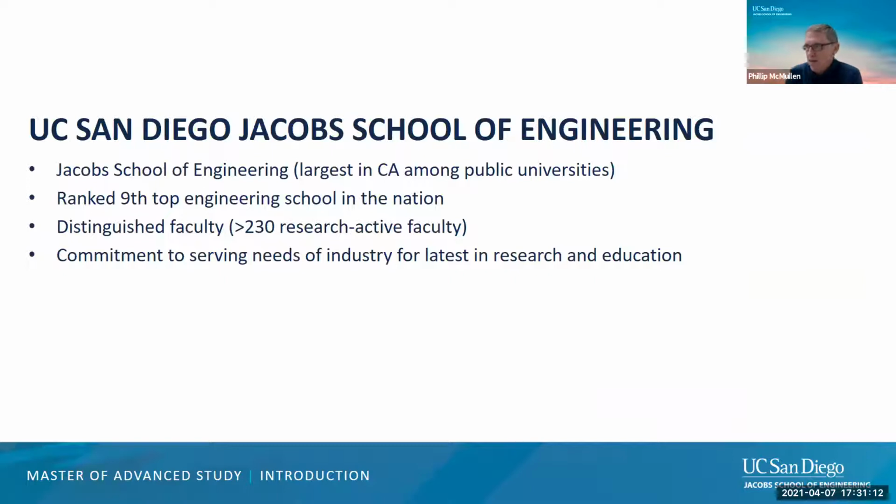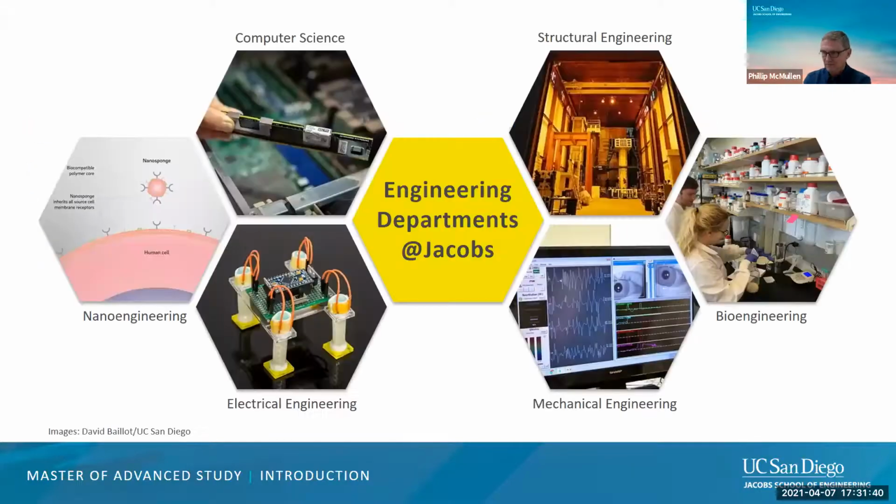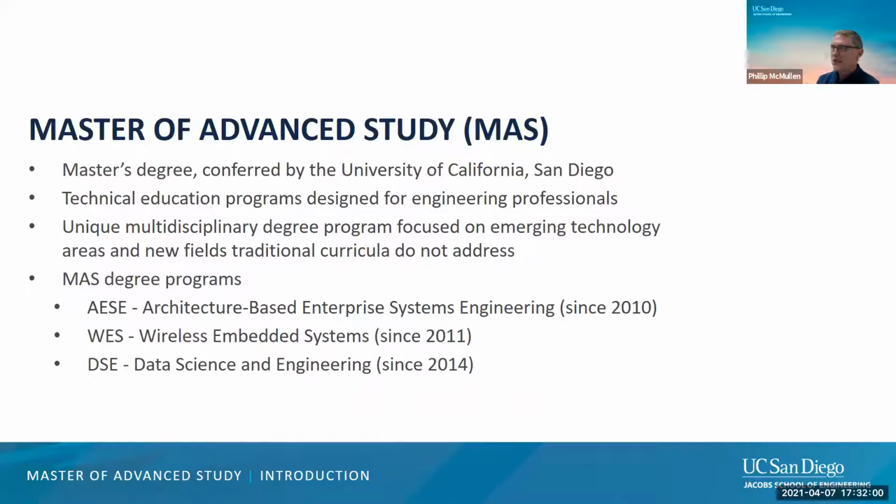So let's get going. We are part of Jacobs School of Engineering. We are the largest in California among the public universities, and we are the 9th top engineering school in the nation. We have very distinguished faculty, over 230 research active faculty, that if you enjoy our programs, you will be able to interact with many of them. We're very much committed to serving the needs of industry for the latest research and education. Engineering has 6 departments: computer science, nano engineering, electrical engineering, structural, bioengineering, and mechanical engineering. All of our programs in the MAS program interact with multiple of these departments, which is one of the unique things about our program.